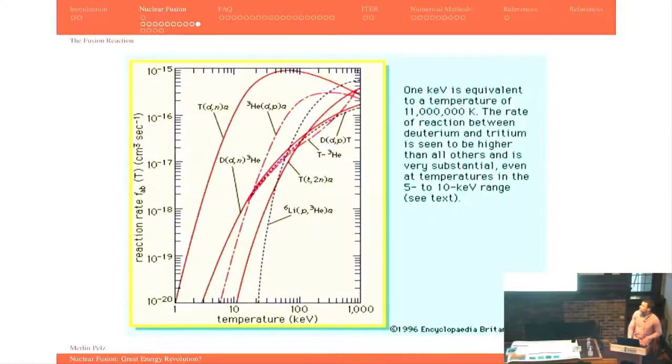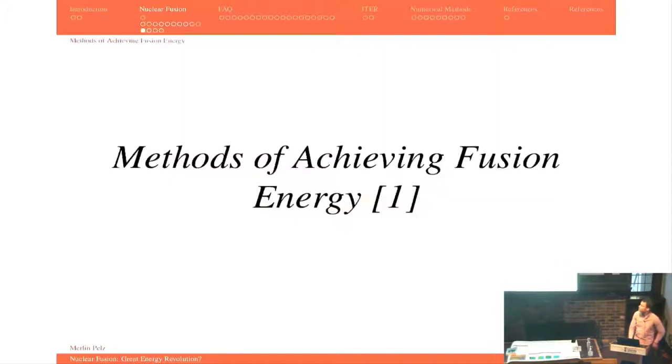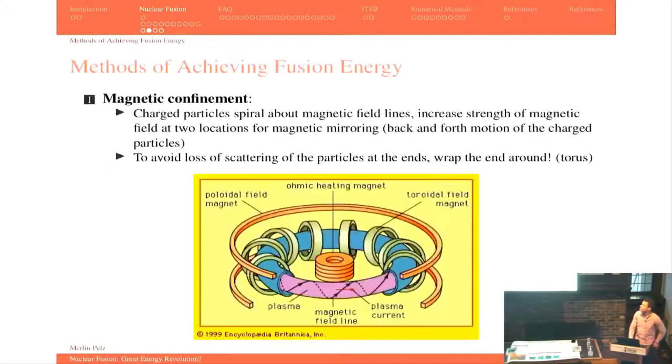And we see also here in this diagram, the purpose of this diagram is only to show you the rate of the reaction of deuterium and tritium is the highest among all the fusion reaction rates which are reasonable for nuclear fusion. This is kind of optimal, this fusion reaction, and this is why it's being used in the tokamaks and confinement fusion in lasers, you will see soon. Okay, so let's go straight to methods of achieving fusion energy.